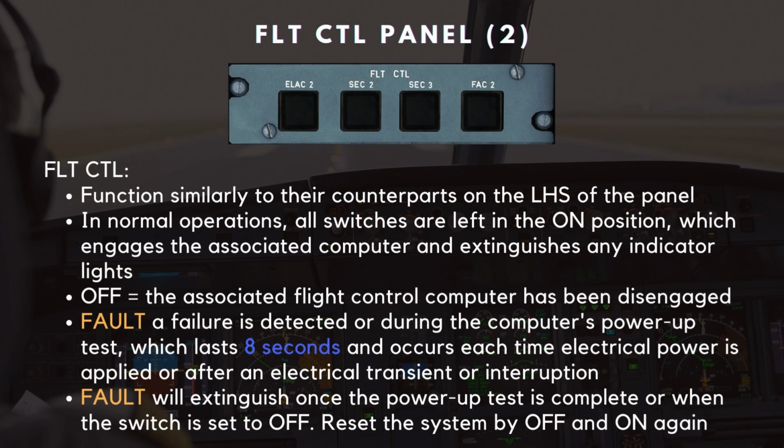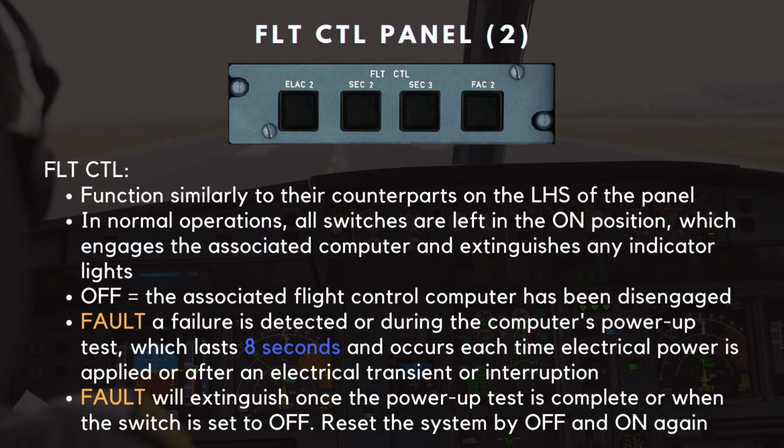Above this is the flight control computer panel, which houses the secondary flight control computers. These computers function similarly to their counterparts on the left-hand side of the panel. Each switch allows pilots to control the individual computers, and in normal operations, all switches are left in the on position, which engages the associated computer and extinguishes any indicator lights. When the switch is set to off, the off light will illuminate white, indicating that the associated flight control computer has been disengaged. If a failure is detected, the fault light will illuminate amber.